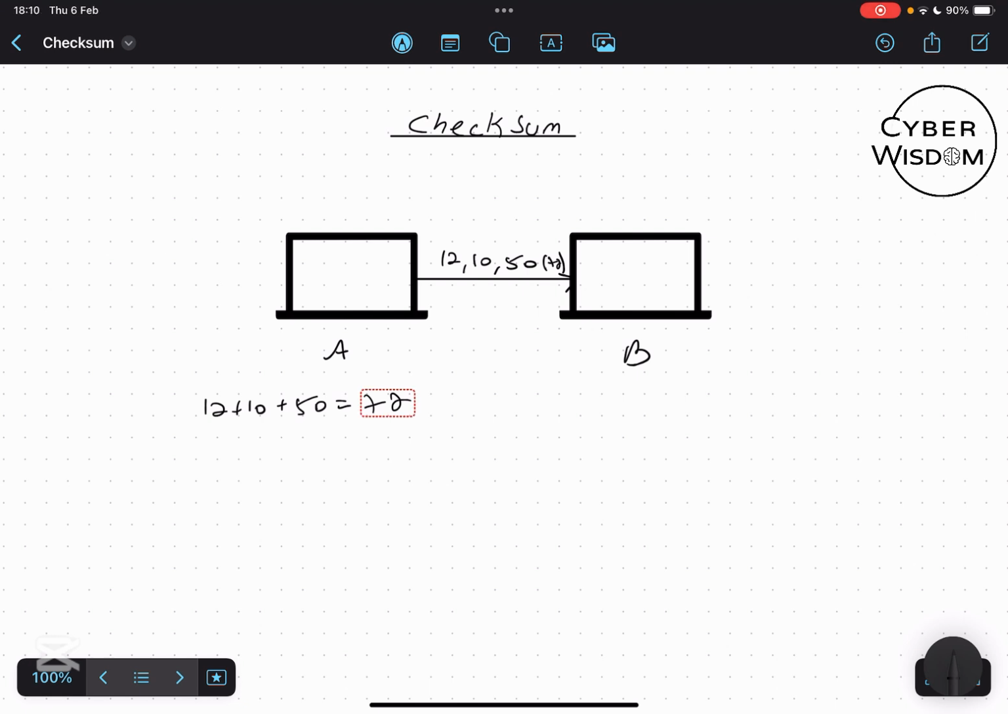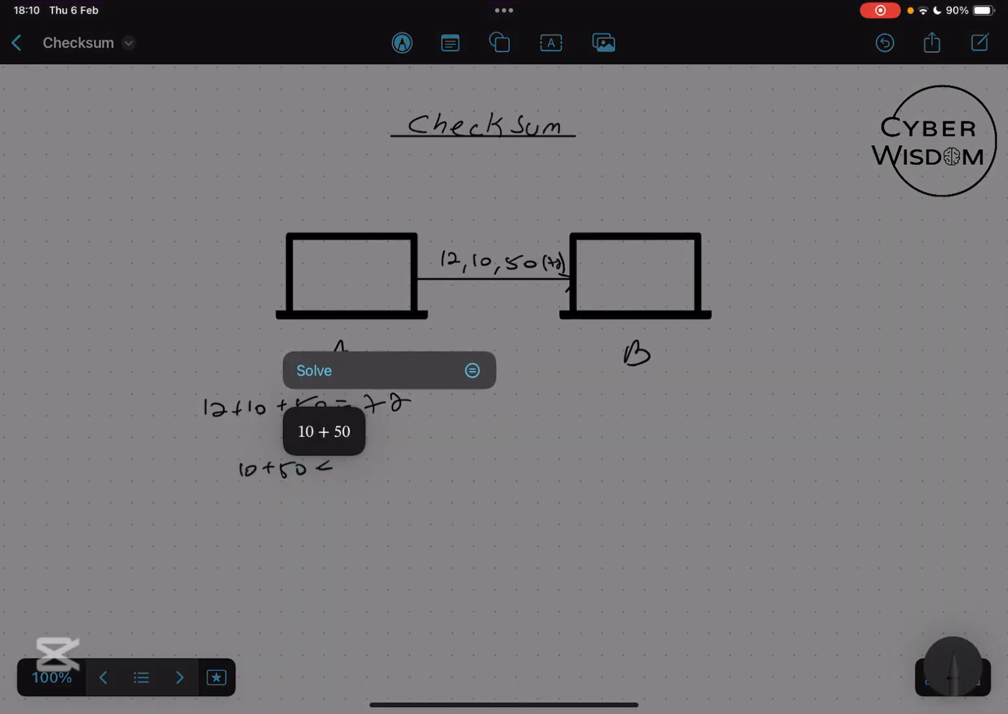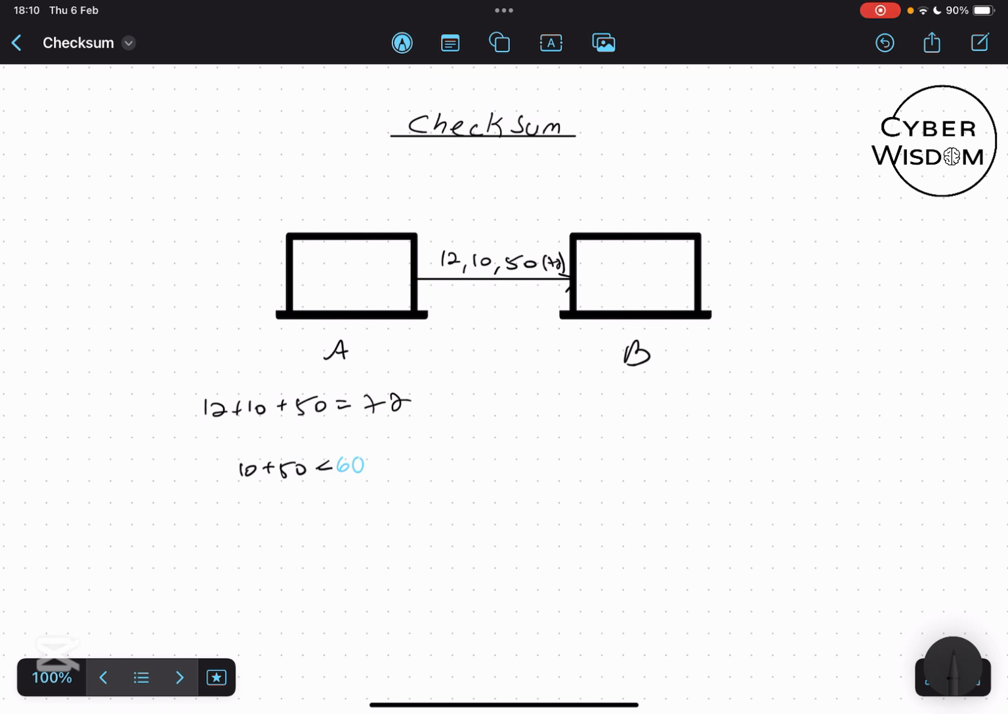So if B got only 10 plus 50, which is not 72, that's 60, and 60 is not 72. So B can say, okay, but I got 10, 50, 72, so something is weird. So this is a method computers use to do it. It's not a real method, of course, but just to get a bit more technical.